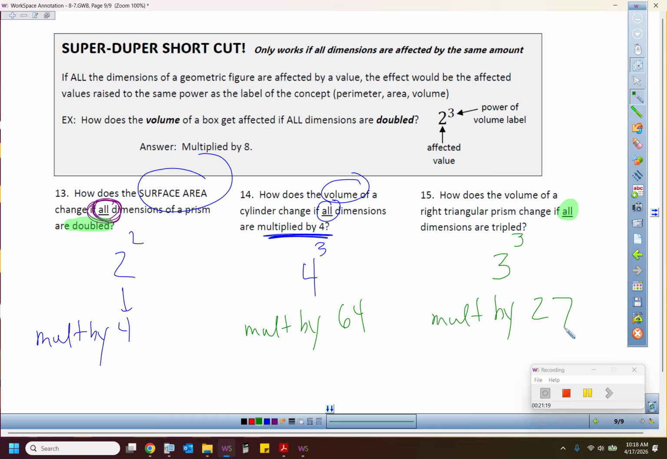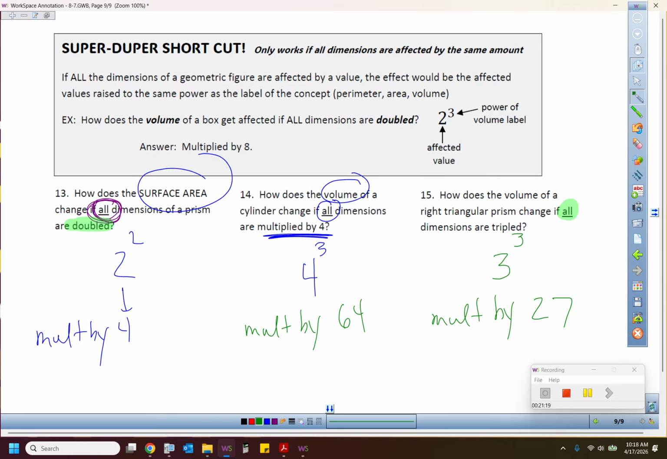You can start passing them out. I got multiplied by 27. Does that sound okay? ACT questions right there. ACT is a timed test, so the faster you can get the right answer, the more benefits you have. So that's why I try to teach these.